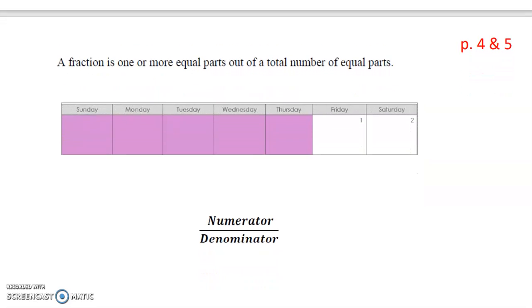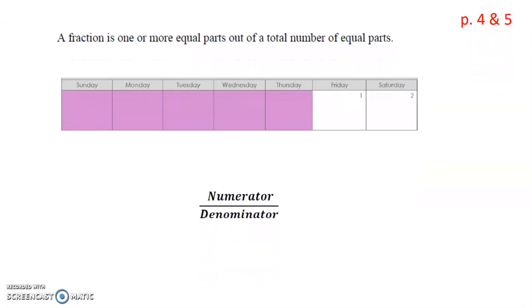A fraction is one or more equal parts out of a total of equal parts. So what we've got here is a picture of a week, and we know that a week is comprised of 7 days. And we can see here that we've got 1, 2, 3, 4, 5 of those 7 days shaded. So fractions are always presented as a numerator-denominator relationship, with the numerator being on the top and the denominator being on the bottom. So that's on the down side.